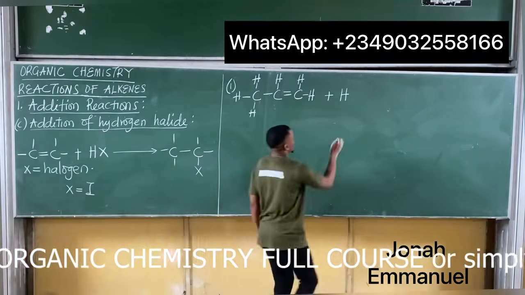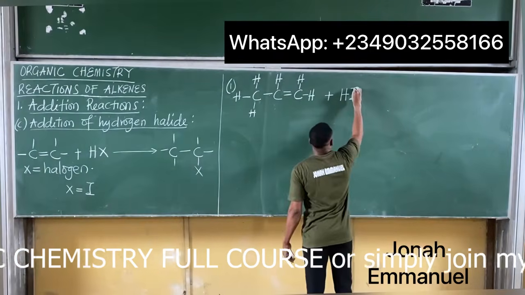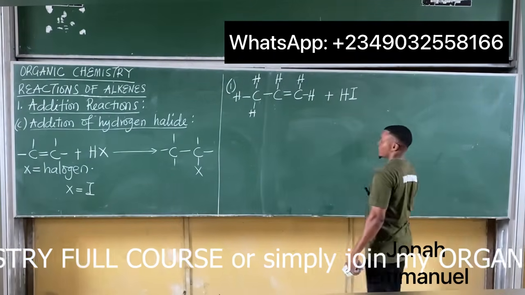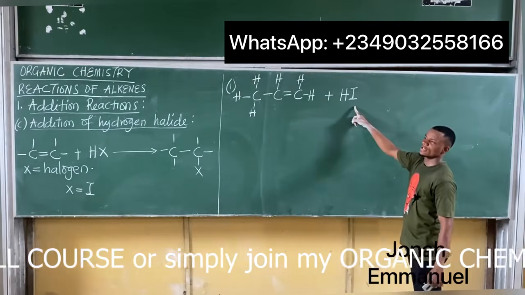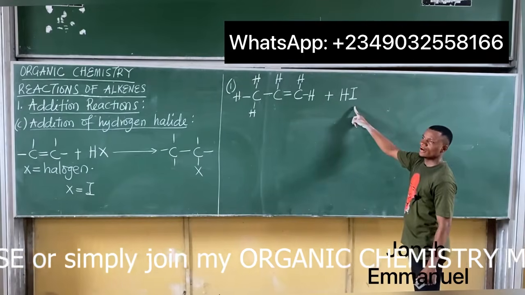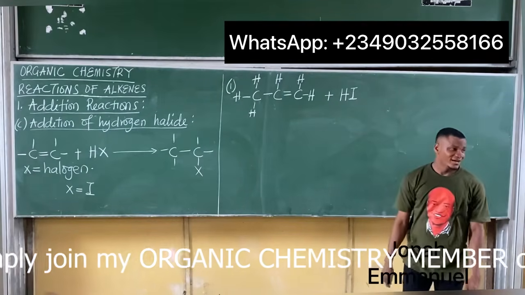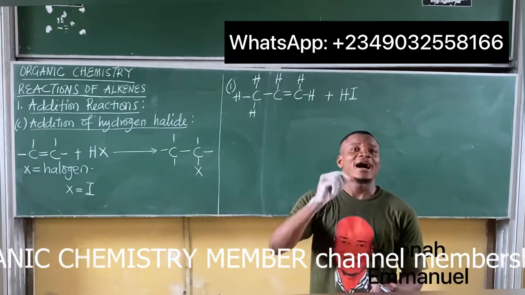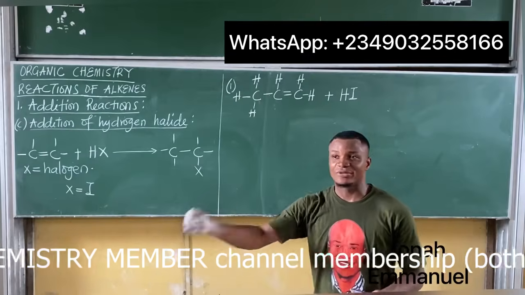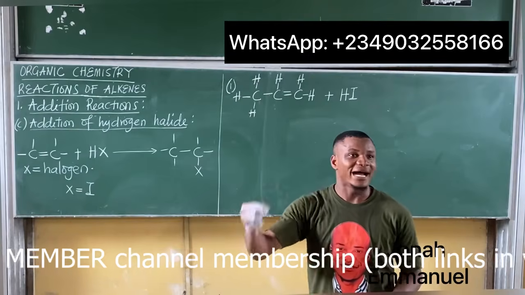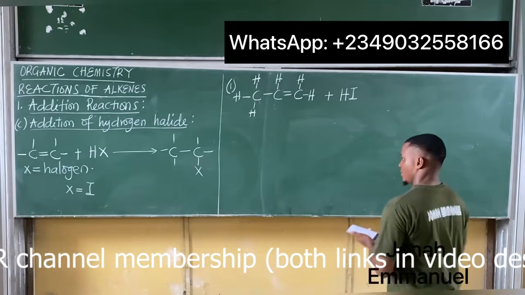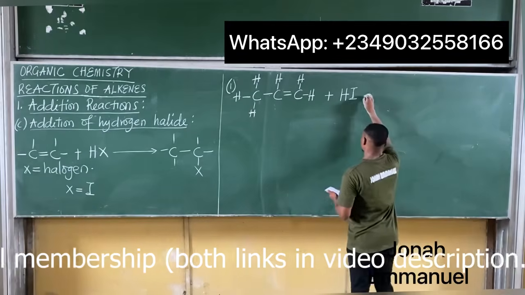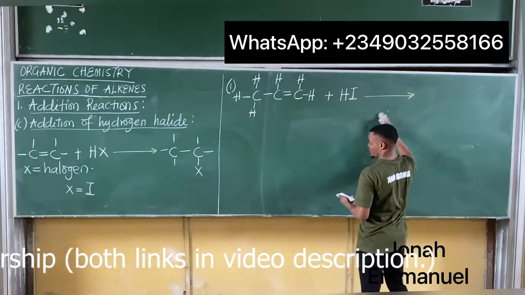So it becomes HI, not "hi", but hydrogen. What do you call this? Hydrogen iodide. Bromide, chloride, fluoride, iodide. That's the name.